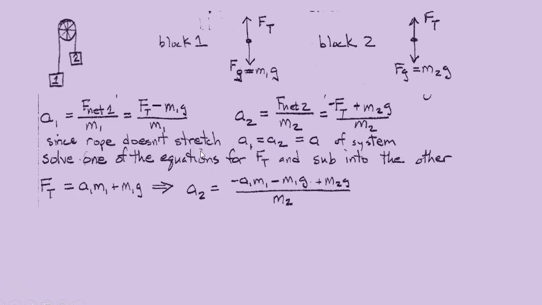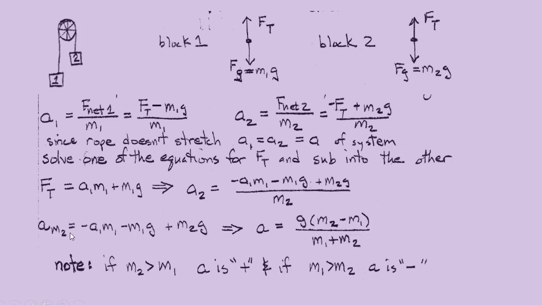Since the rope doesn't stretch, the accelerations of 1 and 2 are the same, and they equal the acceleration of the system. So now we need to solve one of the equations for F sub t and substitute that into the other equation. I've chosen to take the equation for block 1, rearrange it to solve for F sub t, and then plug that into the acceleration equation for A sub 2. This is what we get.